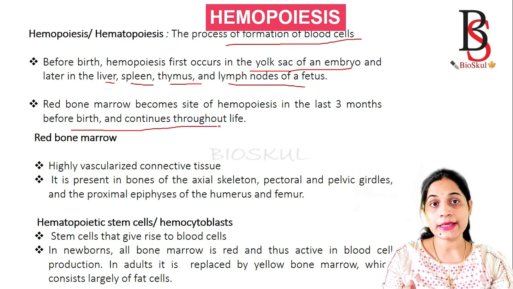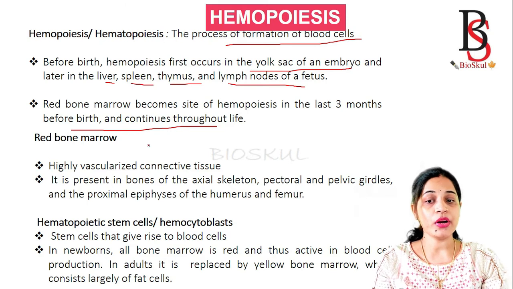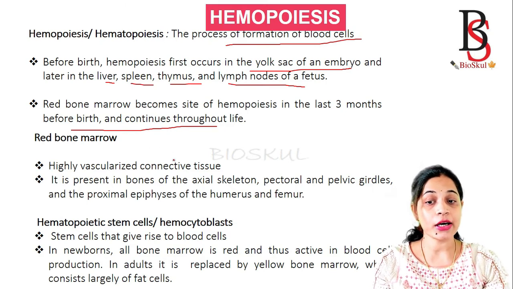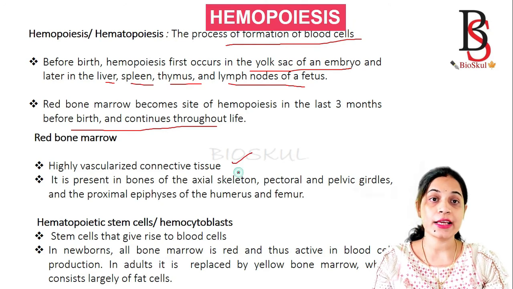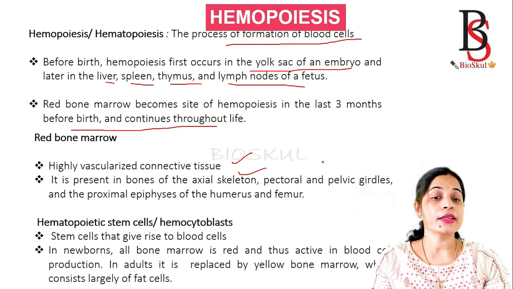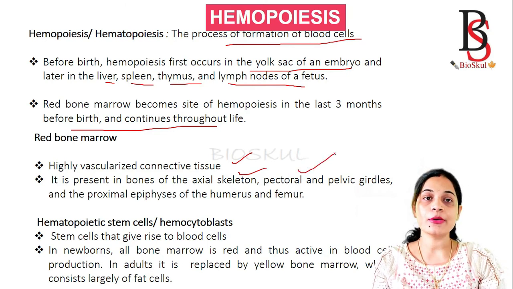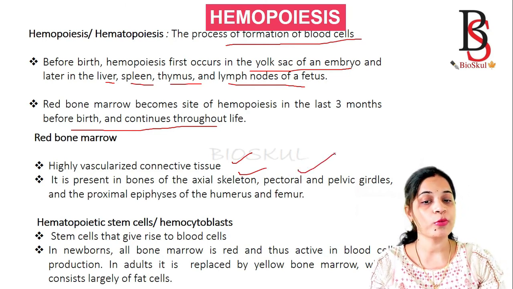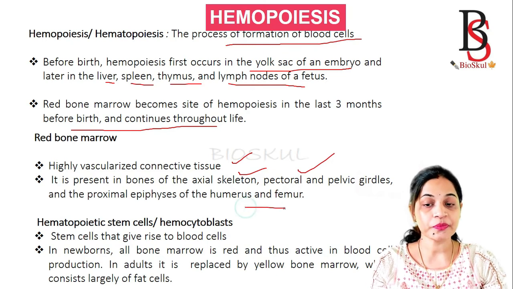So what is red bone marrow? Red bone marrow is a highly vascularized connective tissue. Where is it present? It is present in the bones of the axial skeleton, that is in the bones of the skull and the vertebral column, and the pectoral and pelvic girdle, and the proximal epiphysis of the humerus and femur bones.